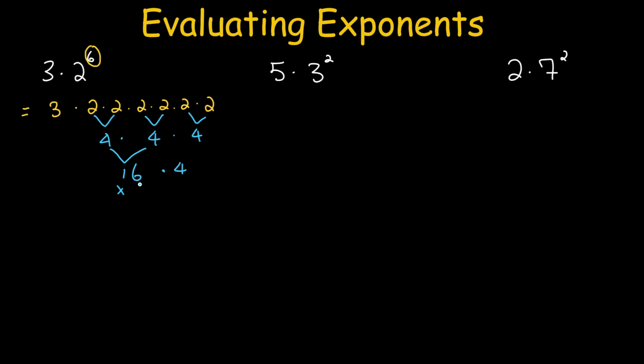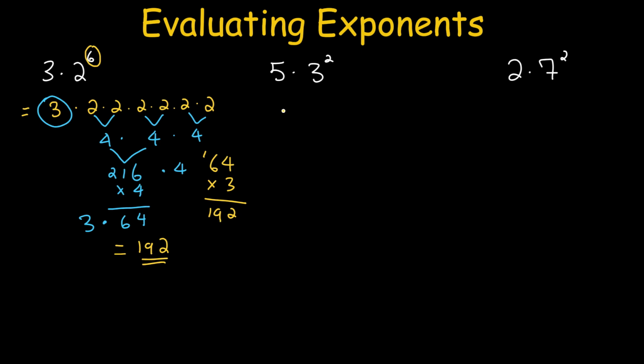So we can quickly go ahead and multiply 16 by 4. 6 times 4 is 24. 4 times 1 is 4, plus 2 is 6. So we have 64. Now we take the 3 here and let's multiply it by 64. So let's take 64 multiplied by 3. 4 times 3 is 12. 3 times 6 is 18, plus 1 is 19. So our final answer is 192.